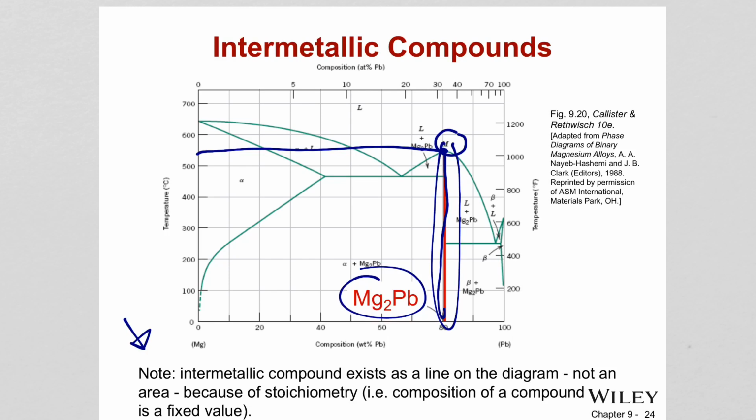Other things you might notice: the solubility of lead in magnesium is extensive. It's indicated by the large span of the alpha phase. However, the solubility of magnesium in lead, which is shown with the beta, is very narrow. So it's very limited.